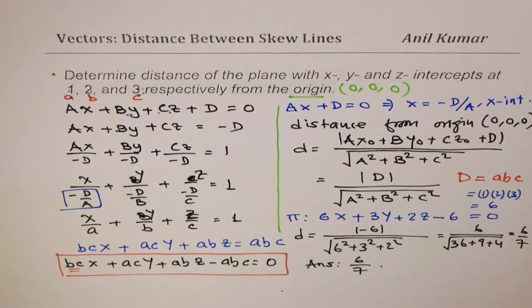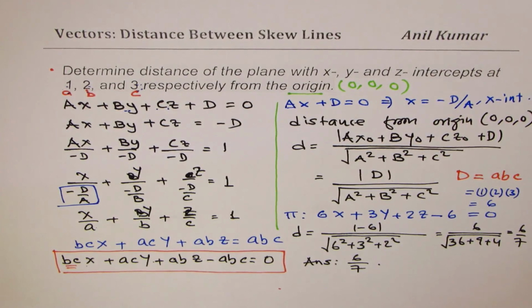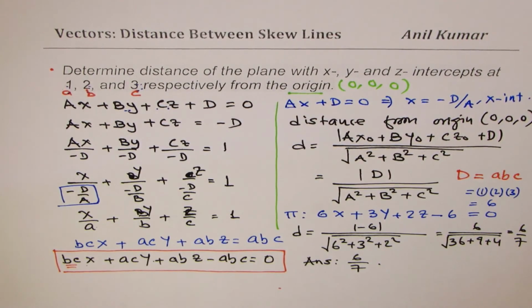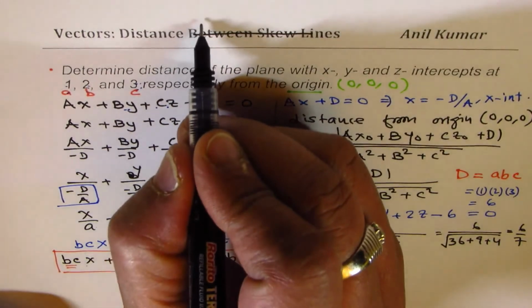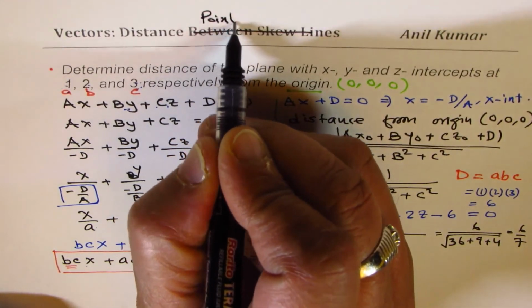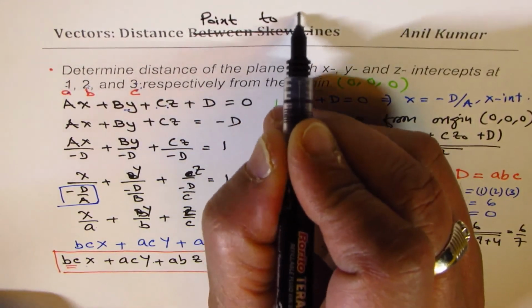So I hope that is absolutely clear. The concept is clear to you. So with that, we have done 3 good questions on finding distance from a point to a plane, right? So from a point to a plane.